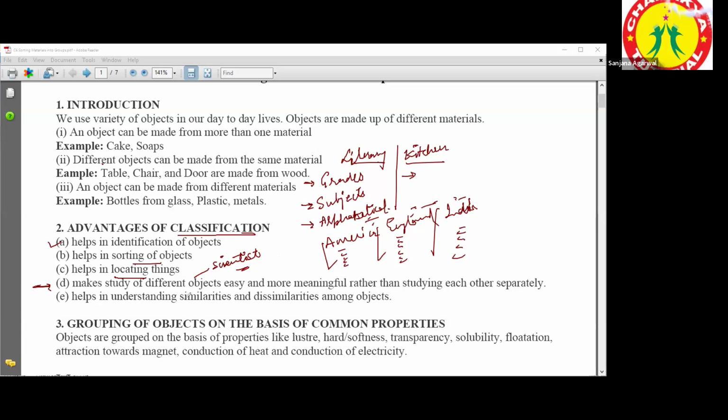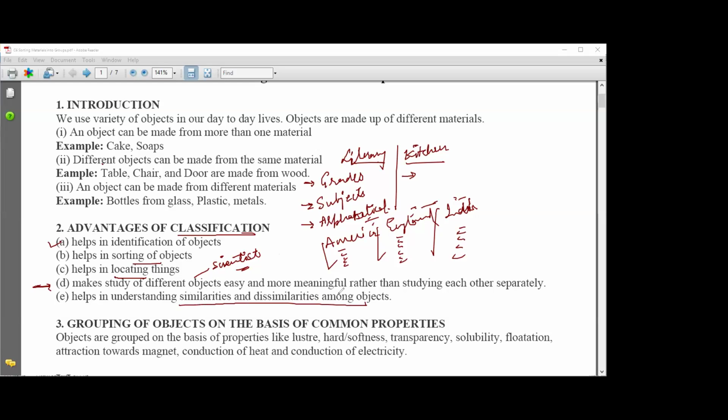So it helps in understanding similarities and dissimilarities among the objects. Got it? That is why we classify things. Please note down the advantages of classification.